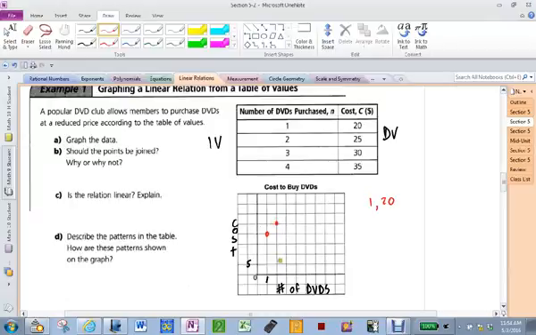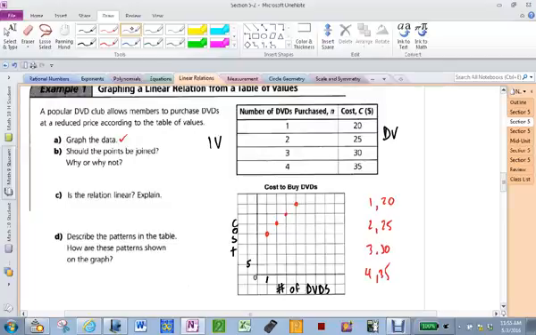(2, 25)? Next piece? (3, 30) and (4, 35). Correct? Is it graphed? Excellent. So, we have done the first one. We have graphed it. Next, should the points be joined? Yes or no?